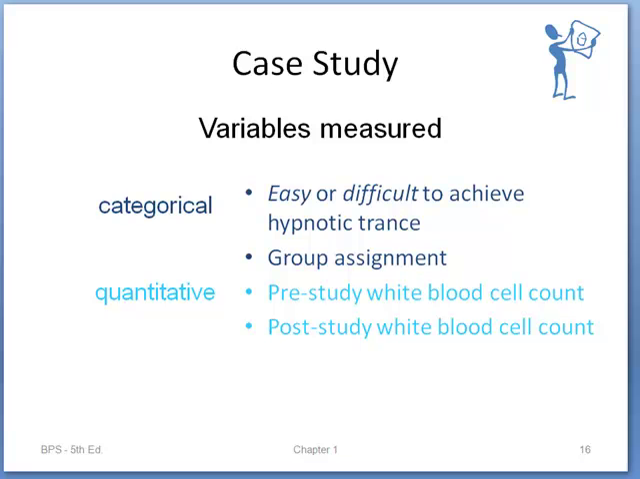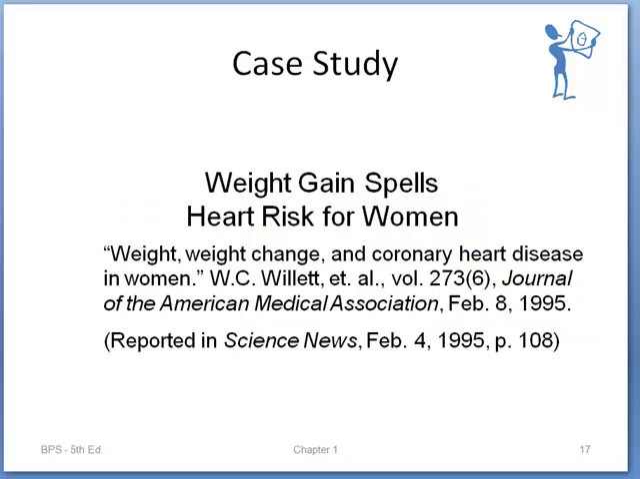So let's look, what were the variables measured? Well, some of them were categorical and some were quantitative. What were the categorical variables? Well, whether or not it was easy or difficult to achieve hypnotic trance. That was categorical, there was no numerical information there. And the group assignment was also categorical. Now, what was the quantitative variable? Well, that was the white blood cell count. So we had the pre-study white blood cell count and the post-study white blood cell count. Case study number 2.